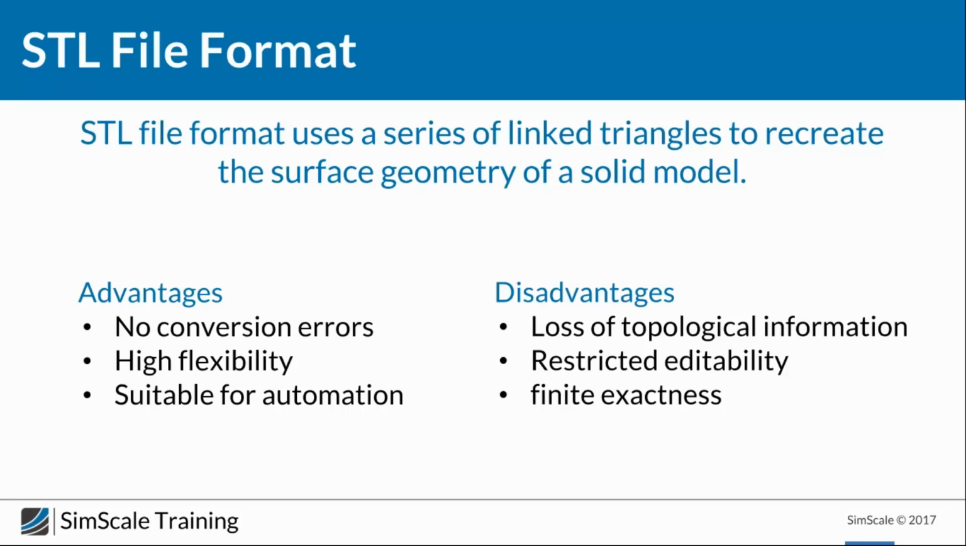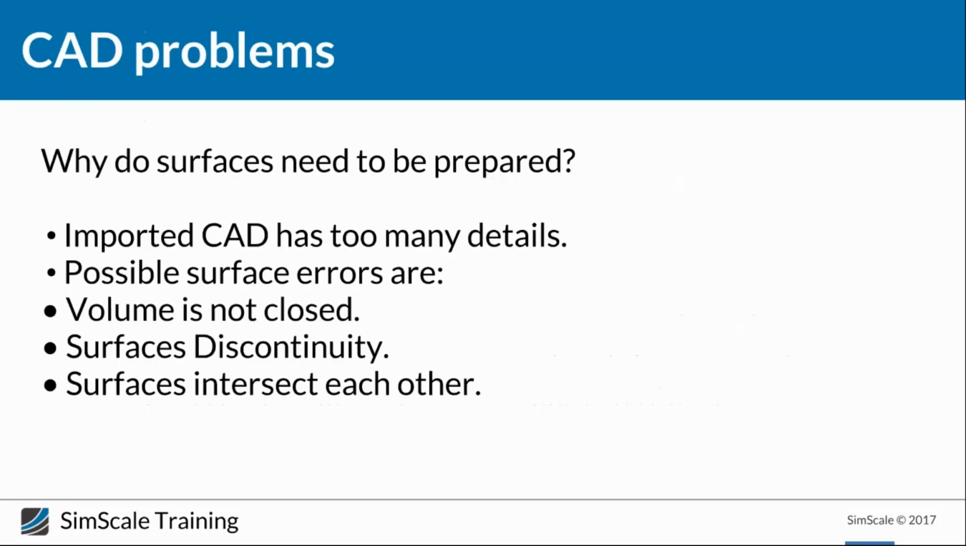Some disadvantages that we're going to talk about here: you will lose the topological information, which is sometimes really difficult to work with in simulation without having the topological information. Restriction, editability, because you can't edit this model. As soon as you get an STL file, you can't really edit it. Only if you are using some morphing approach to stretch the model, this is possible, but it's not really recommended.